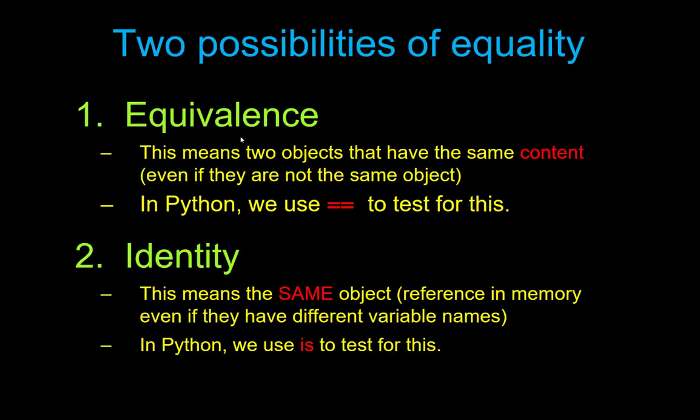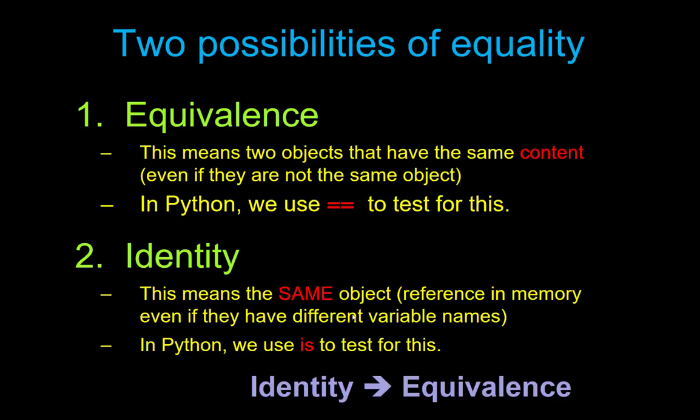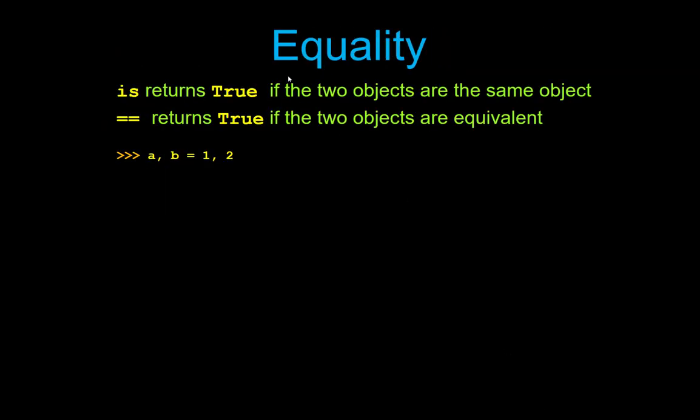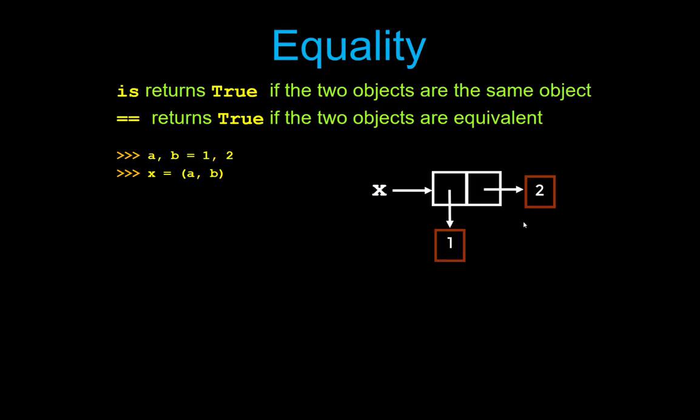When two objects are equivalent, it does not mean that they are identical. When they are identical, it means that they are actually equivalent. So we have identity implies equivalence. Here are some examples to show you. a is 1, b is 2. When you take x equal to the tuple (a, b), you have this box and pointer picture. x is pointing to a tuple where the first item is a, the second item is b.